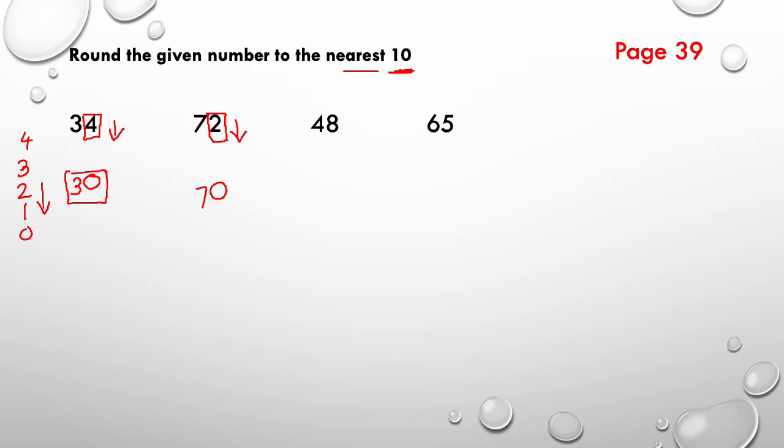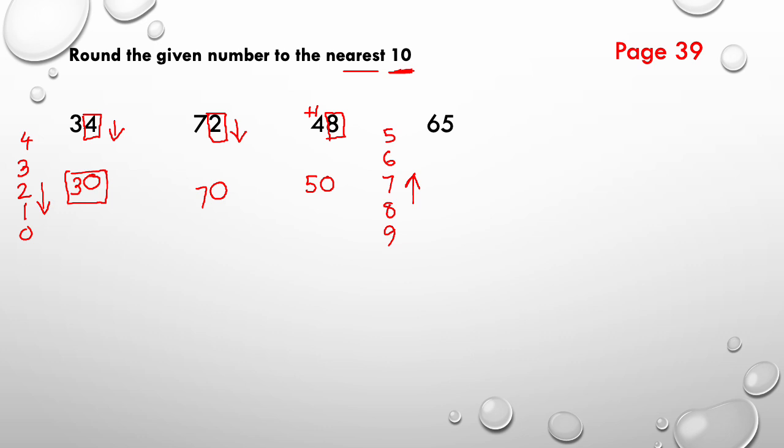Now we look at the next example, that is 48. We look at the last digit. So it's 8. We know that 5, 6, 7, 8 and 9 will round up. Now 8 comes in round up numbers. When the digit is round up, you need to add 1 to the next number. So 4 plus 1 is 5 and the last digit is 0. So 50 is the answer.